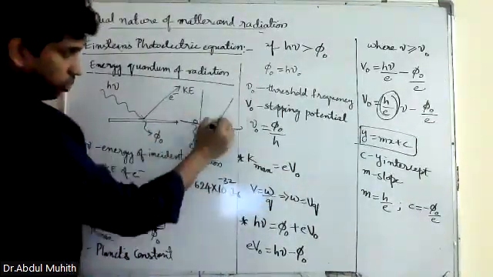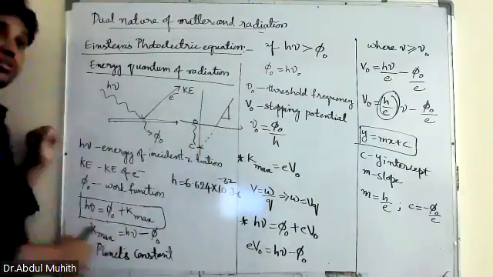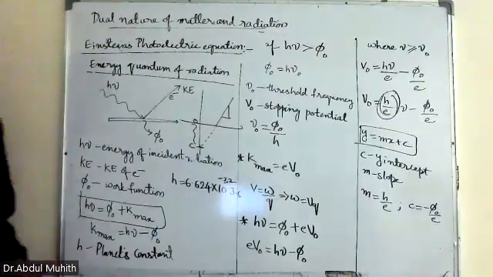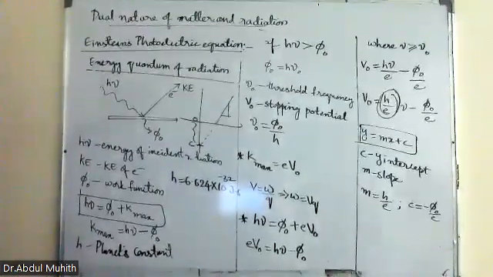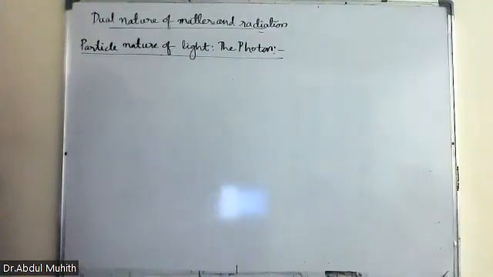And what is the slope? The slope is h by e. So from this graph, they found out Planck's constant. Is that clear? Okay, copy this one fast. Then we can go to the next topic. Is it clear?